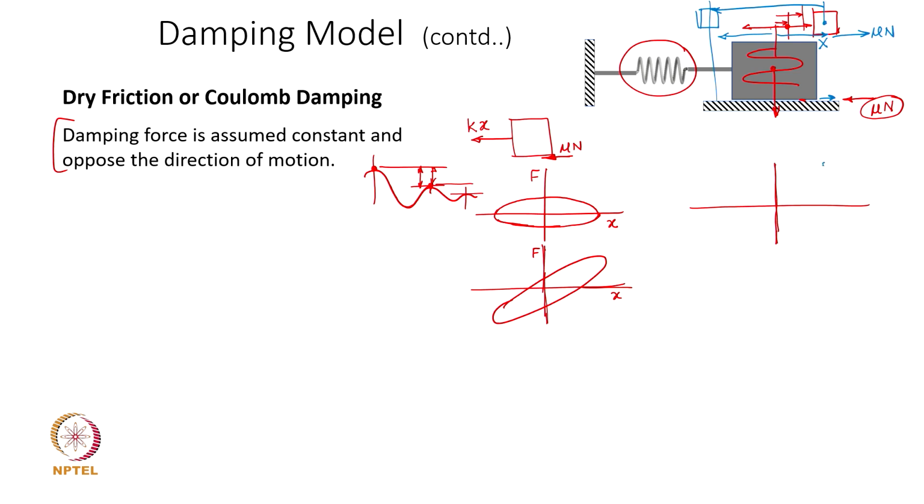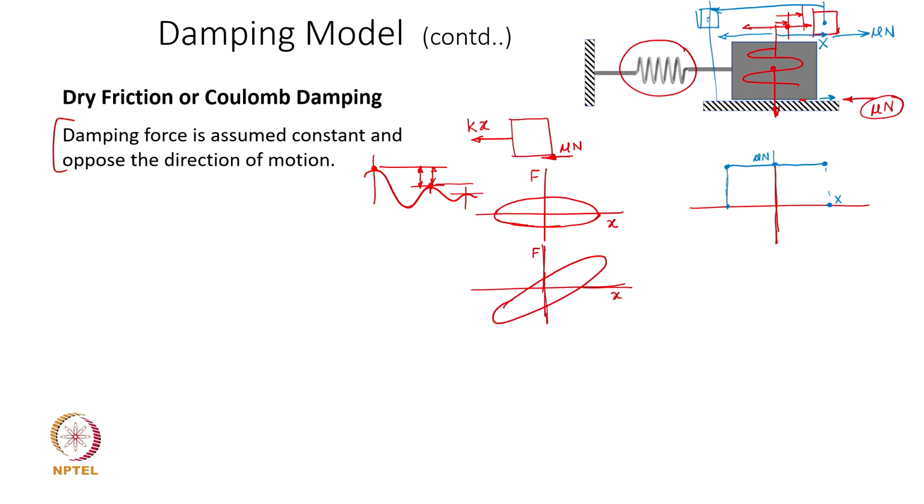So, the position at the rightmost extreme is shown here by this position x, and the mu N force is given on the force axis as equal to mu N. Then the force being constant, it will trace out this path, and if this motion is oscillating with a constant amplitude x, on the other extreme we can expect this to be the position of the mass.